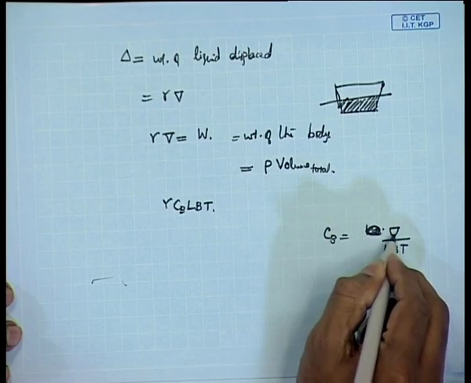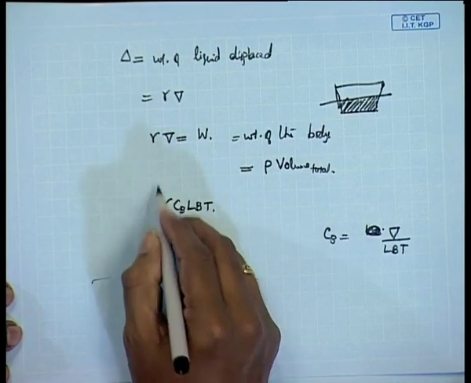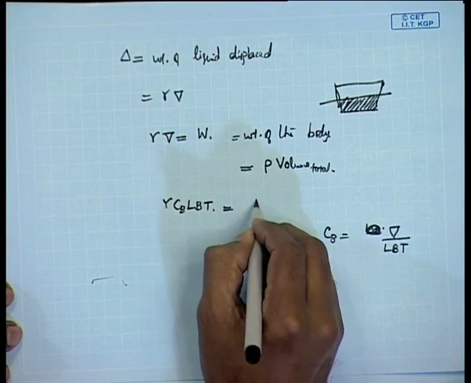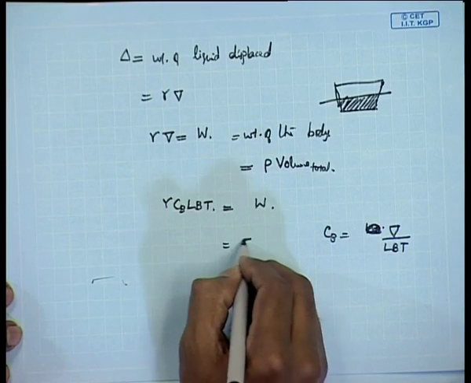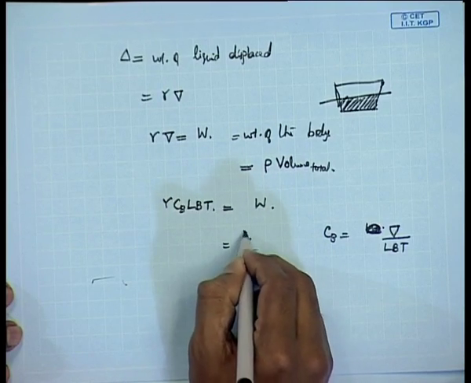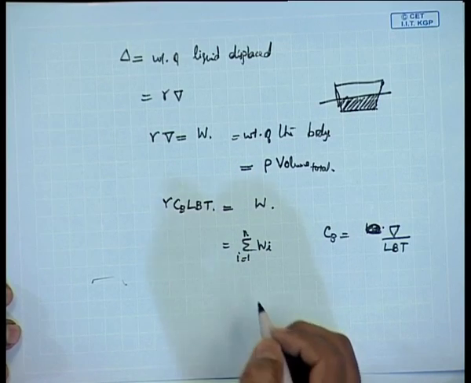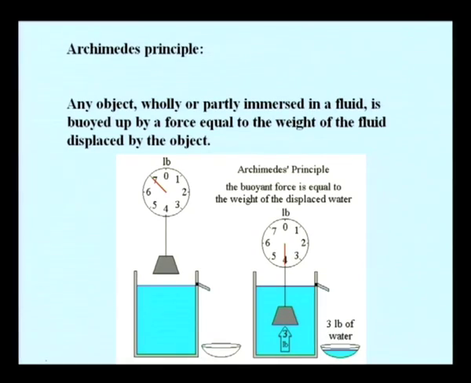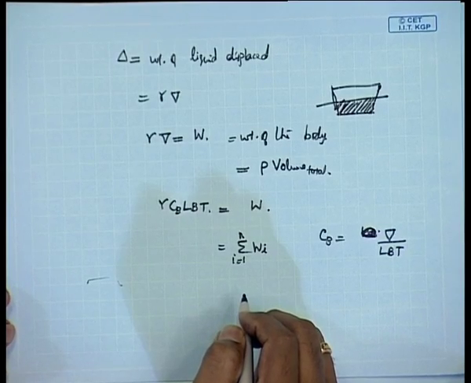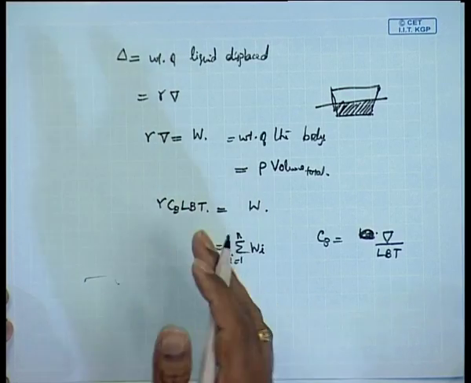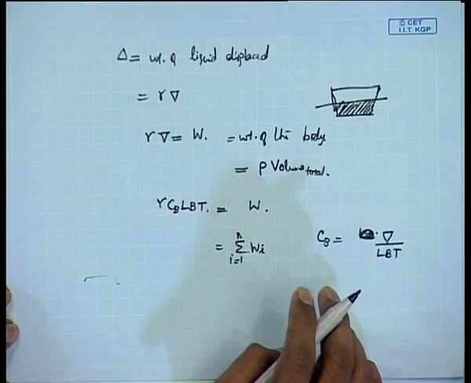So, Cb into Lbt is equal to del. So, gamma into del is given by gamma into Cbt. This is equal to the total weight on the ship. This is equal to the sum of all the weights Wi, where Wi is the weight of the ith item of the ship, and there are different items on the ship that is given here.